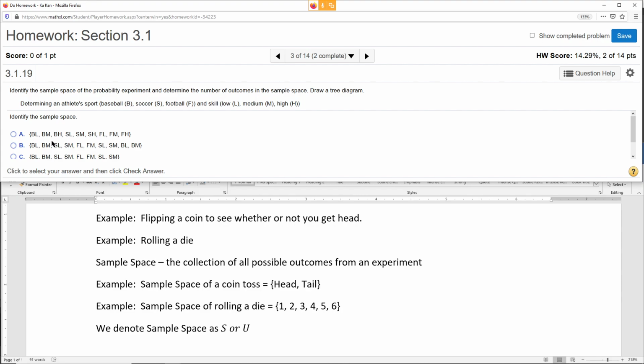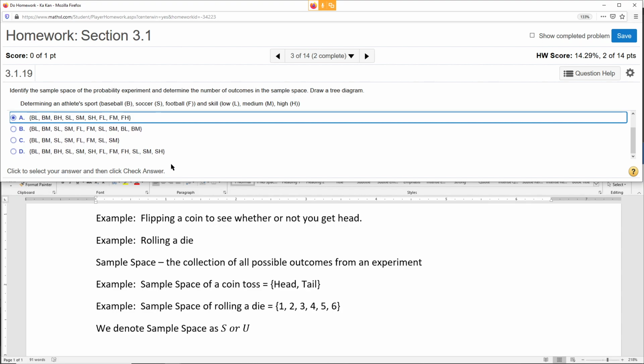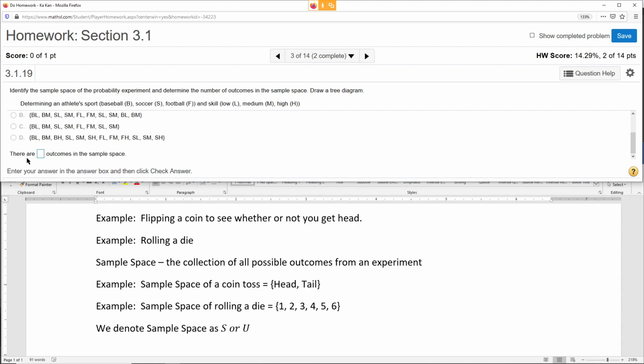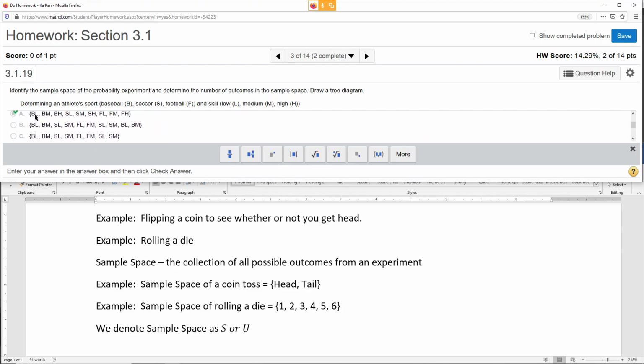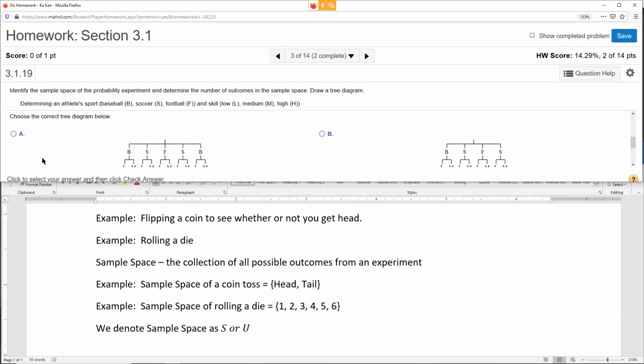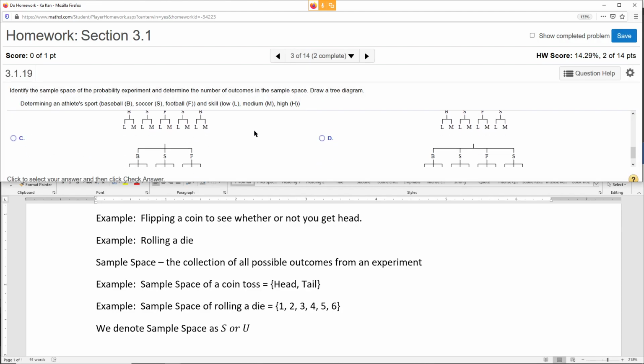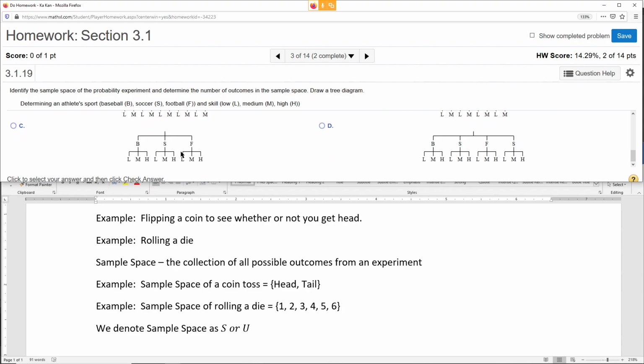So let's see if this is cool right here. I think that should be it. So now, how many outcomes are there? Let's see, 1, 2, 3, 4, 5, 6... So that's 9. And you can think about it this way: you have 3 sports, and each sport has 3 different levels. So 3 times 3 is 9. So the tree diagram would be like this. You have those 3 sports right here: baseball, soccer, and football. And you have the 3 different skill levels. So there you go.